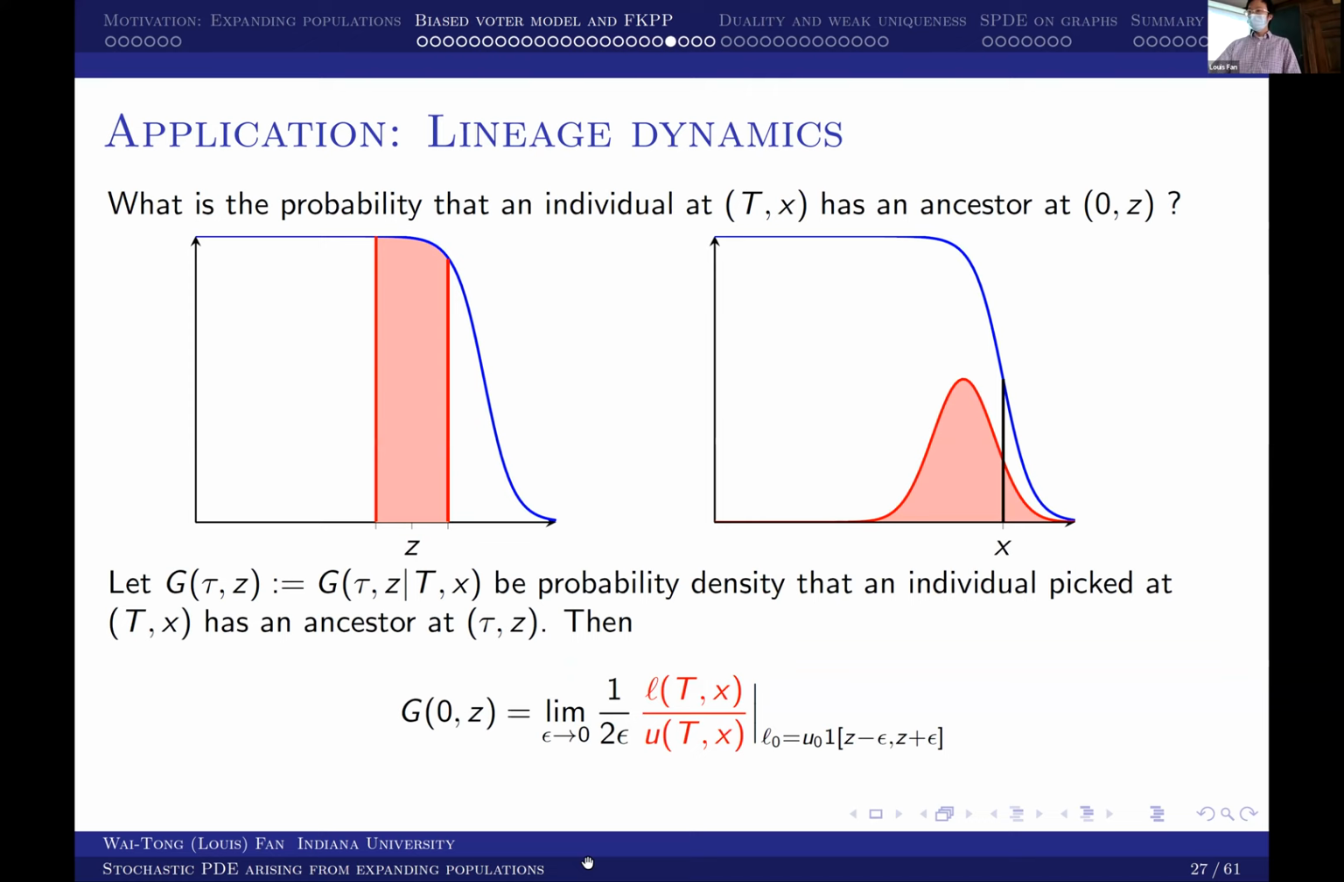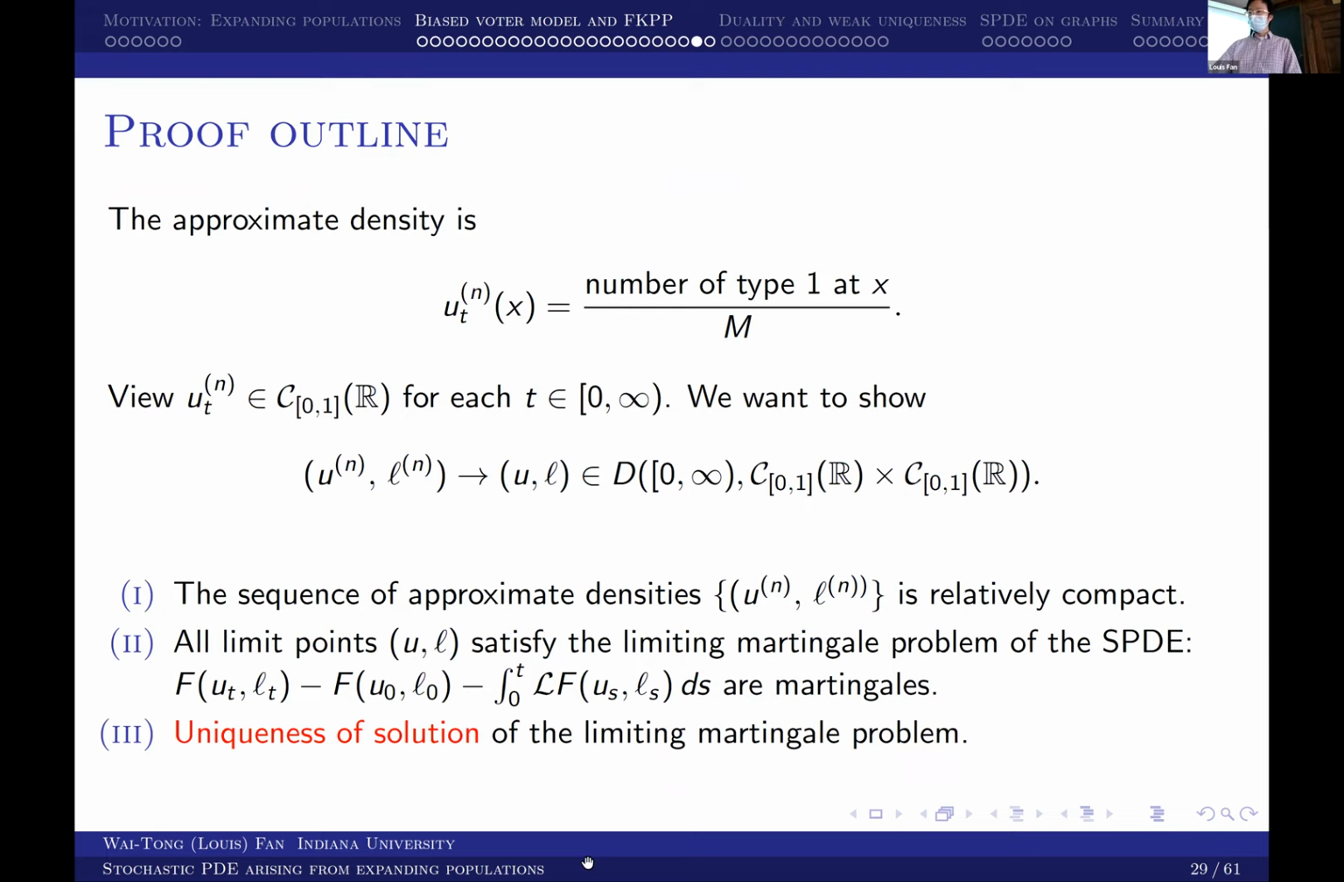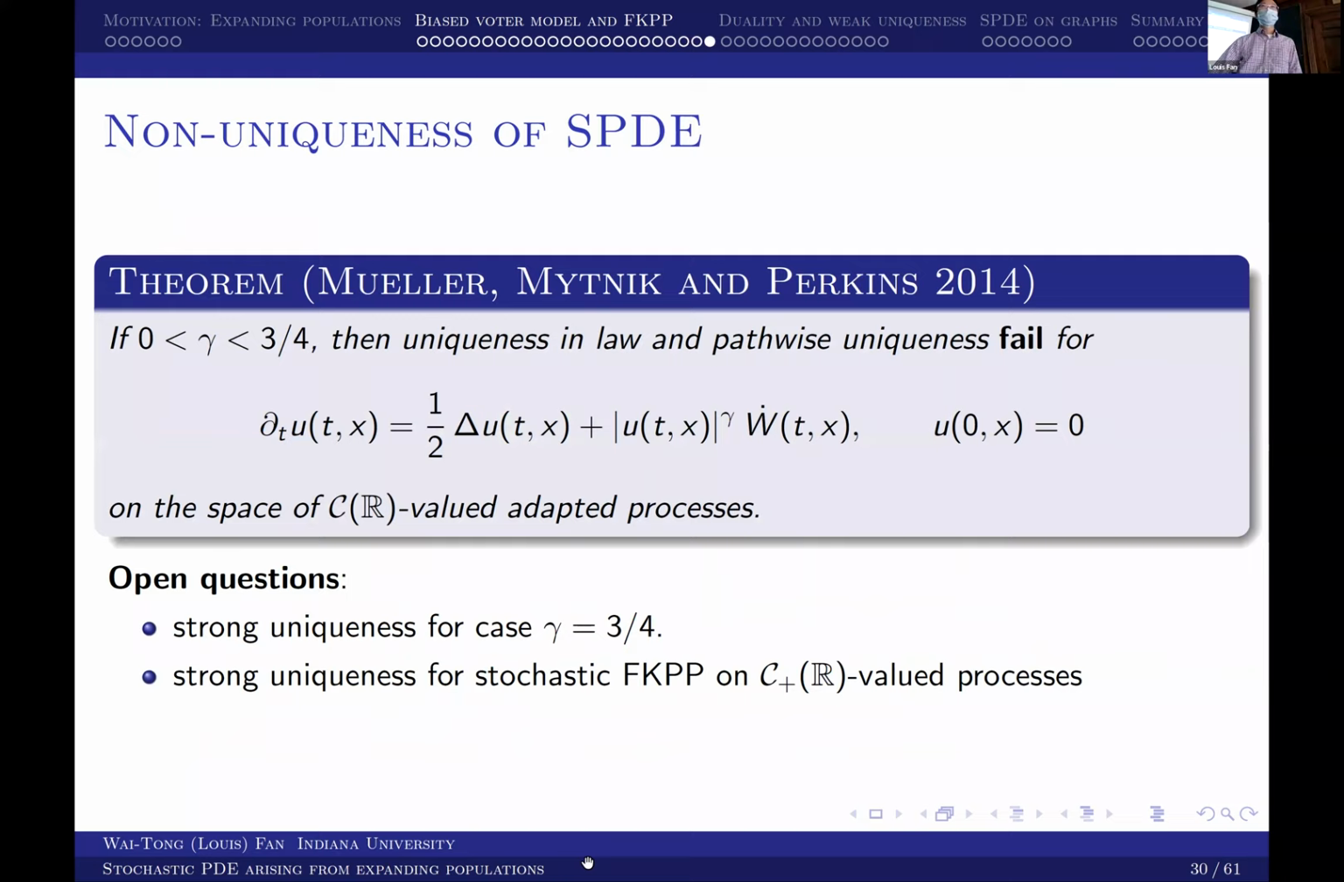I think I've mentioned the main stuff here, but I won't talk about the proof. I just want to mention there is a difficulty in the proof. You might not believe it, but we figured out the result very quickly, but it took months to write down the proof. If you're a physicist, you wouldn't bother. The part that is involved is proving uniqueness, because uniqueness can fail, even in a simple equation like this. This is just a stochastic heat equation with multiplicative noise with power gamma. If gamma is strictly less than 0.75, then uniqueness fails. So there are open problems. We don't know the borderline case. And for the stochastic FKPP, we don't know if on the space of non-negative functions it is unique or not.